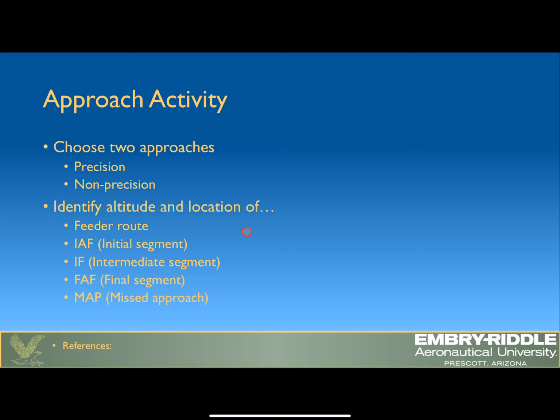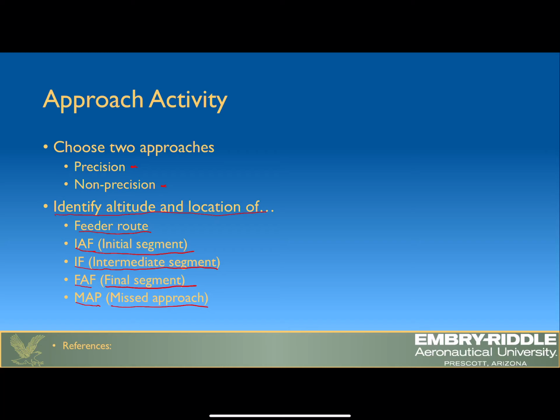So here is an approach activity. Again, we would have done this in class. I would like you to do this on your own. I would like you to find a precision approach, and I would like you to find a non-precision approach. And I would like you to identify altitude and location of all of the different segments: the feeder route, the initial approach fix or your initial segment, your intermediate fix or the intermediate segment, the final approach fix, the final segment, and your missed approach. Okay, so practice now. Find a precision approach, find a non-precision approach, and identify the different segments.